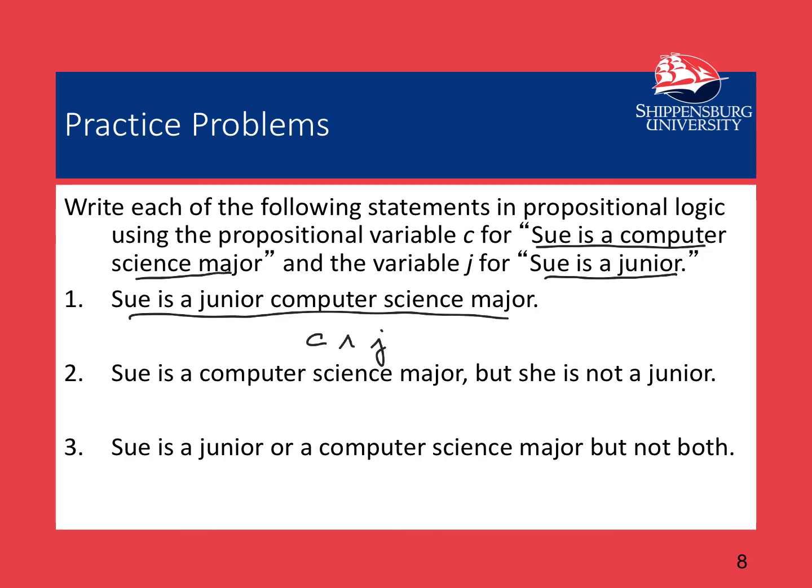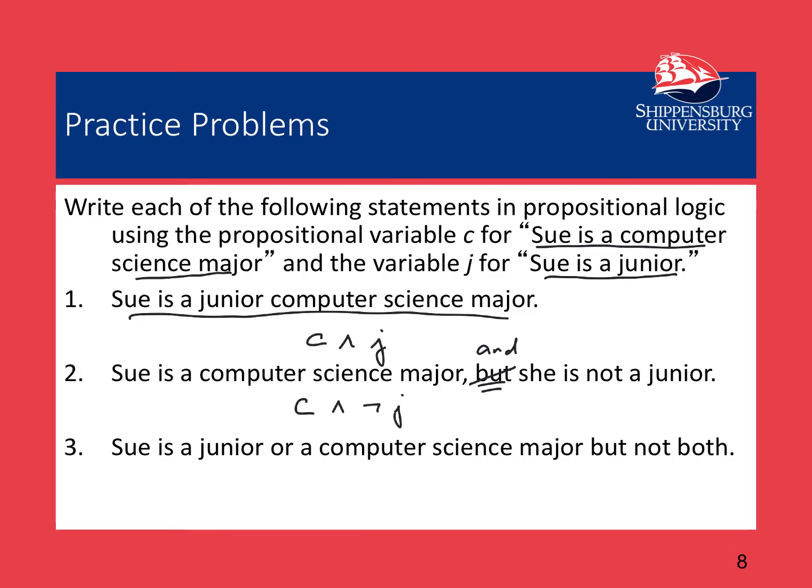In the second example, Sue is a computer science major, but she is not a junior. You may object that we haven't defined a symbol for the word but. However, if you think about it, the word but is really nothing more than an equivalent to the word and. In other words, this sentence doesn't mean anything different if I put the word and there. We usually use the word but as a conjunction, as an and statement, when the thing that we are adding on is somehow negative. There's a tendency for us to do that in the English language, but logically it means exactly the same thing. So I would represent this as C and not J.